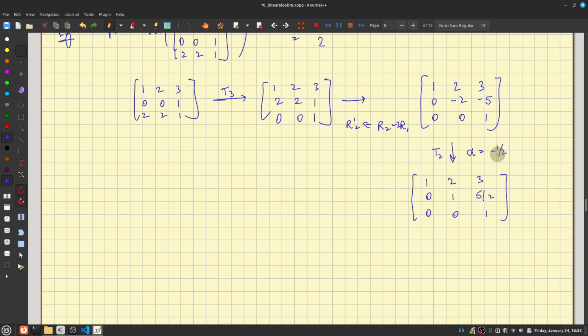Okay, good. I don't need to proceed any further because I have an upper triangular matrix, and the determinant of any upper triangular or lower triangular matrix is just a product of the diagonal entries, right? And all of the diagonal entries are 1. The determinant of this matrix is equal to 1.